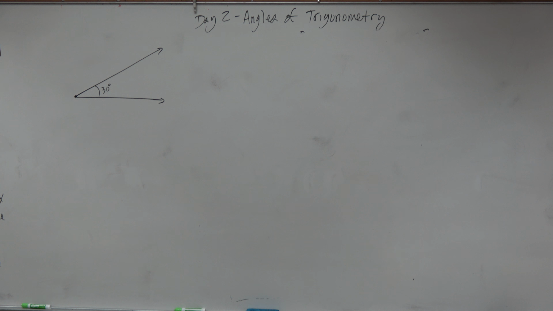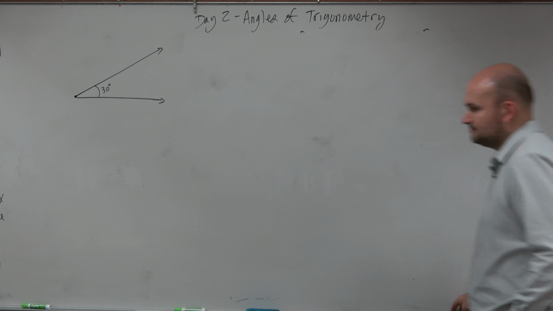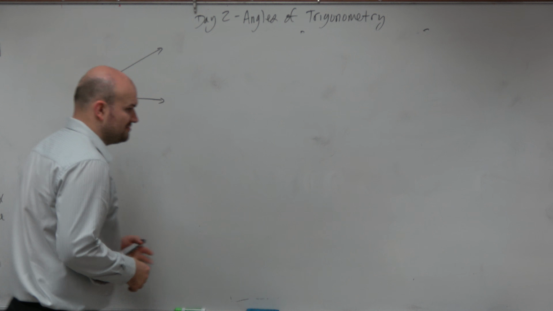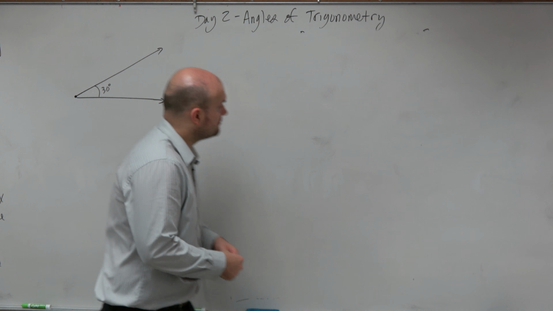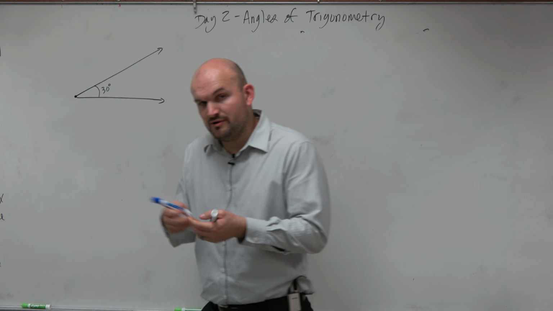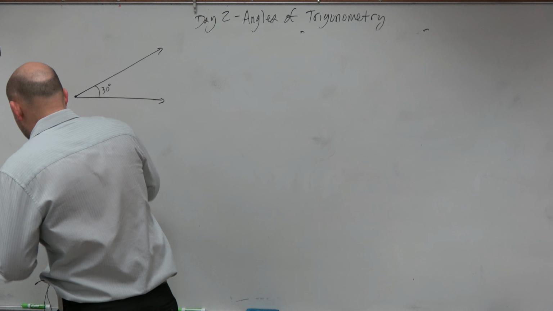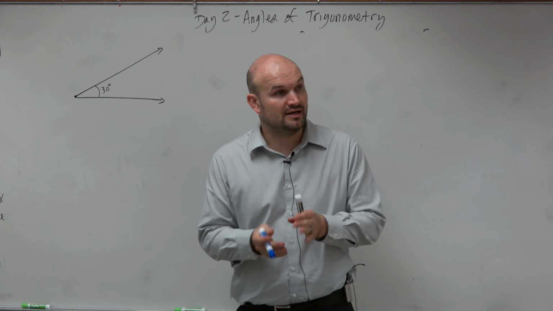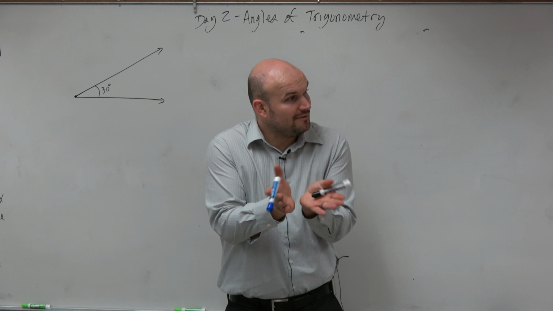So let's go and think about this. So we have an angle, right? Now, what I want you guys to think about, so we have this angle 30 degrees. Again, we talked about 30 degrees representing the rotation between these two rays. It's basically how much we're rotating. And that was our measurement of degrees.